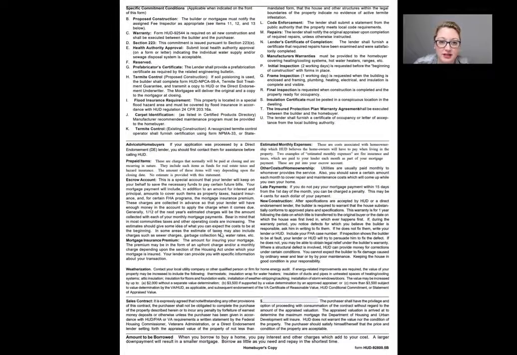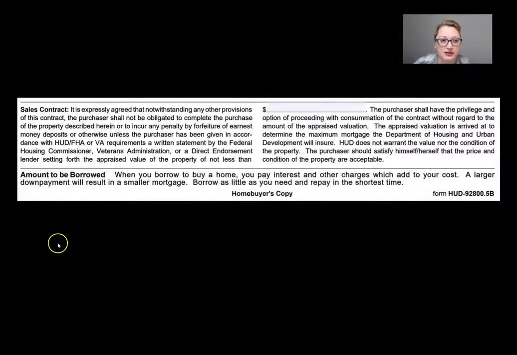On the second page of this, it gives a little bit more information about an escrow account, prepaid items, monthly expenses. Definitely important information for the borrower to read. But the amendatory clause information is really down here at the bottom of page 2 under sales contract, where it does state, and I'll blow this up to make it a little bit bigger. This is where that kind of opt-out clause is located.